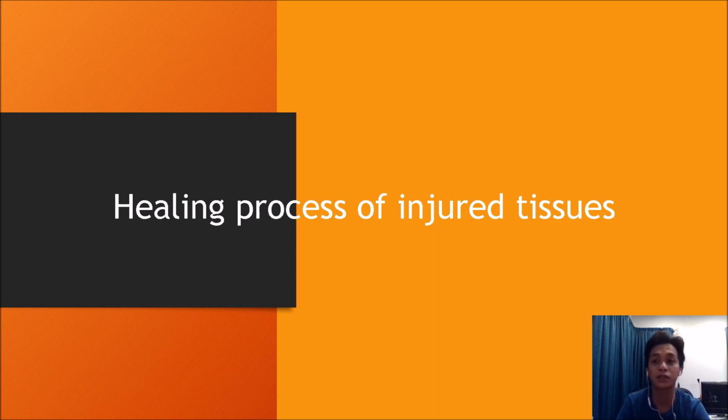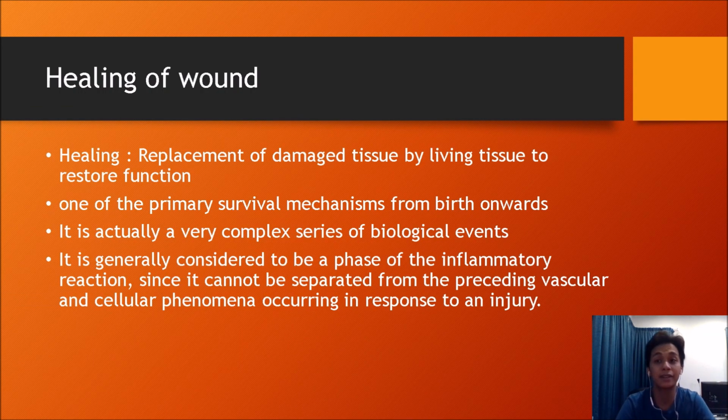I'm going to talk about the healing process of injured tissues. So what is healing? Healing is the replacement of damaged tissue by living tissue to restore function. It is one of the most important mechanisms for the human body. Damaged tissue can be repaired by itself through different processes.